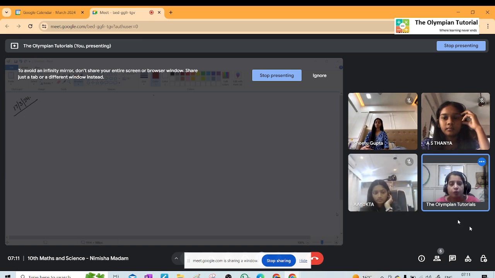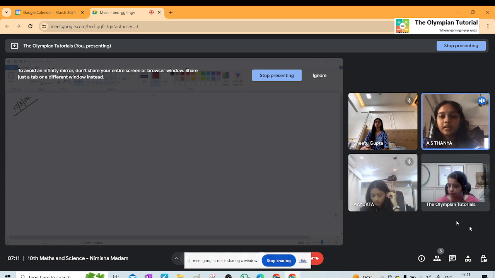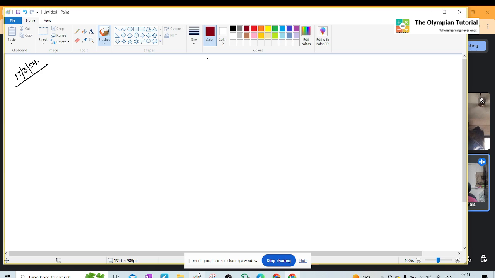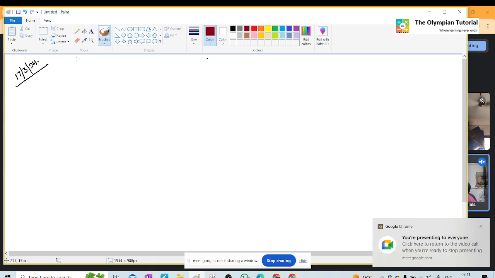Tanya, what is the difference between convex and concave mirror? Ma'am, a spherical mirror whose reflecting surface is curved inwards is a concave mirror, and a spherical mirror whose reflecting surface is curved outwards is a convex mirror. Yesterday we prepared the diagram of convex and concave mirror, and I told you this thing.